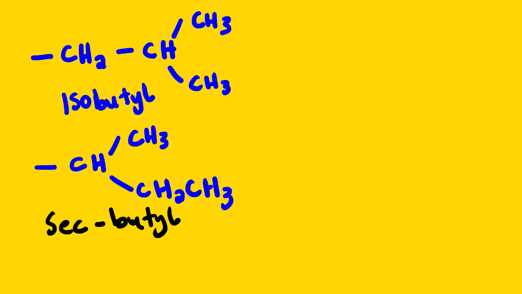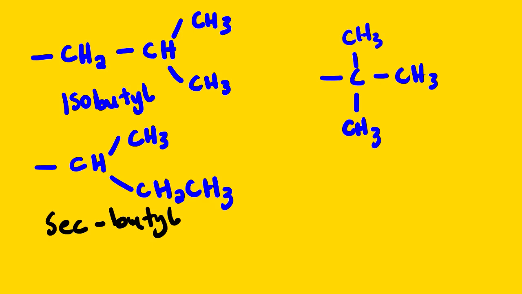And then let's say we have something like this. From the parent chain, we have our carbon here, and then we have a methyl, a methyl, and another methyl here. We call this tertiary butyl, or sometimes it is called t-butyl.